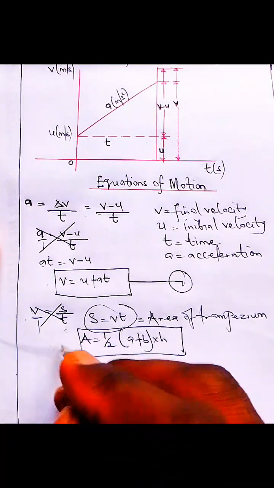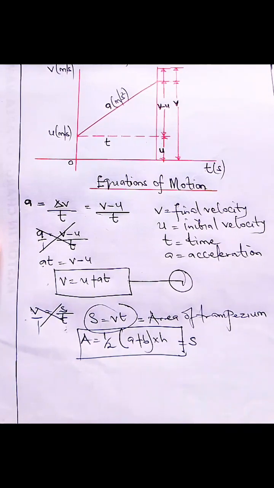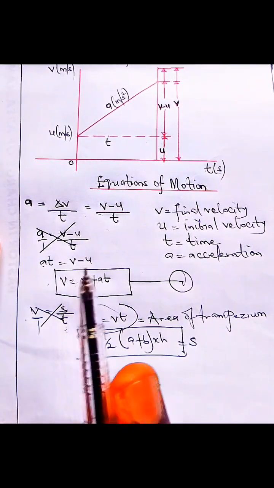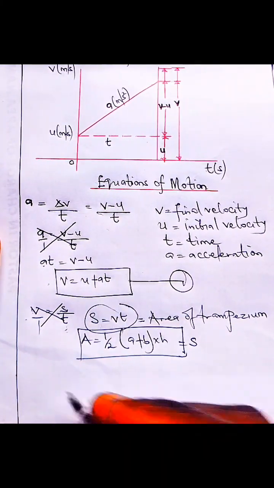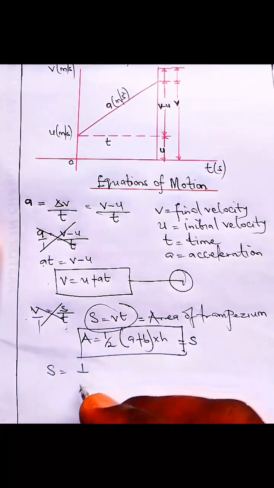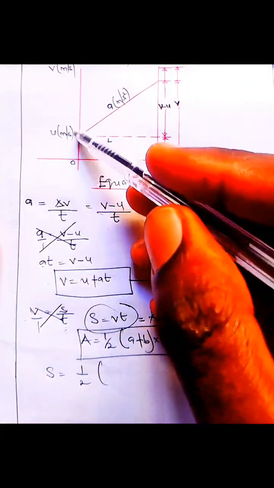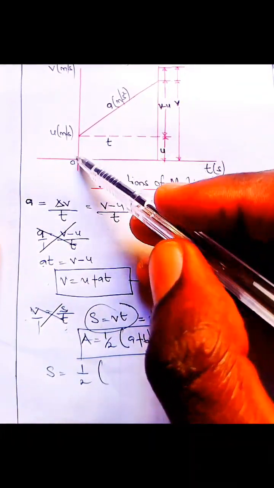So don't forget that this is equal to the total distance traveled by this very body that carried out that sort of acceleration. So distance now is 1 over 2. Now what is a? a is the initial velocity. Look at the a here.